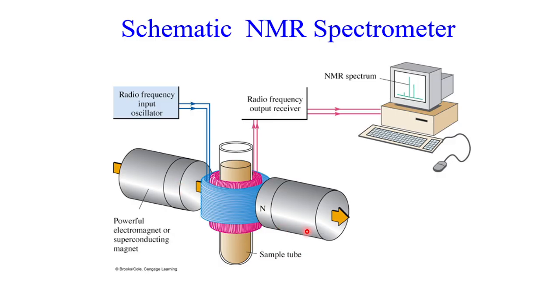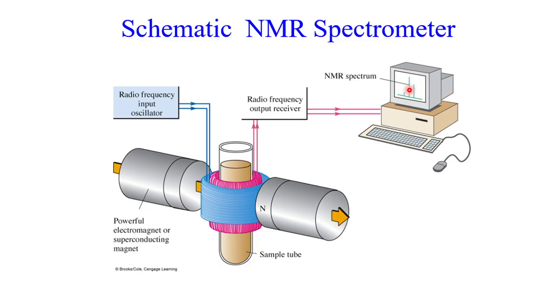These two powerful electromagnets or superconducting magnets generate the external magnetic field, and here is the radio frequency input oscillator, and you put a sample. This is the test tube. For NMR you have a specific NMR tube, and in that you provide your sample. The height of the NMR is a little bit high, so by stair you should put your sample on the top of the instrument.